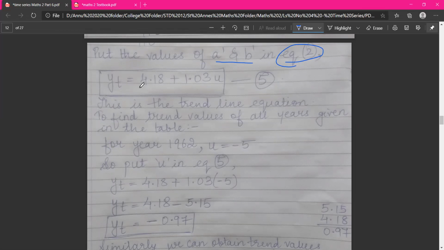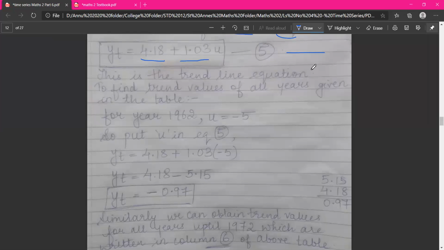So y of t is equal to a dash we got 4.18 plus b dash we got 1.03 into u. So this is equation number 5, and this is the trend line equation. So class, have you all followed up till now? This was the first part they had told us to find: find out the trend line equation for the above data.